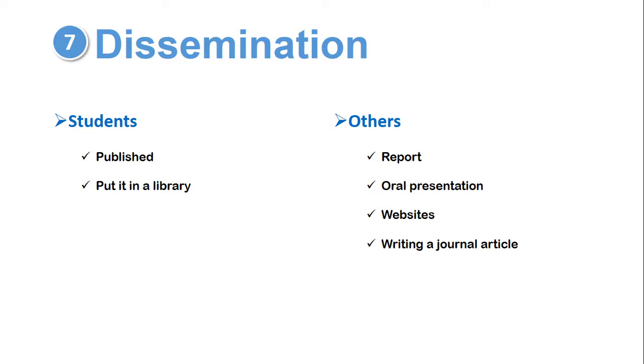Besides this, you can add it to a specific website so that people or students can have access to it and use it for their own research. The last thing is writing a journal article. You can publish it in different magazines, newspapers, and let people use your research and solve their own problems, and it becomes a resource.